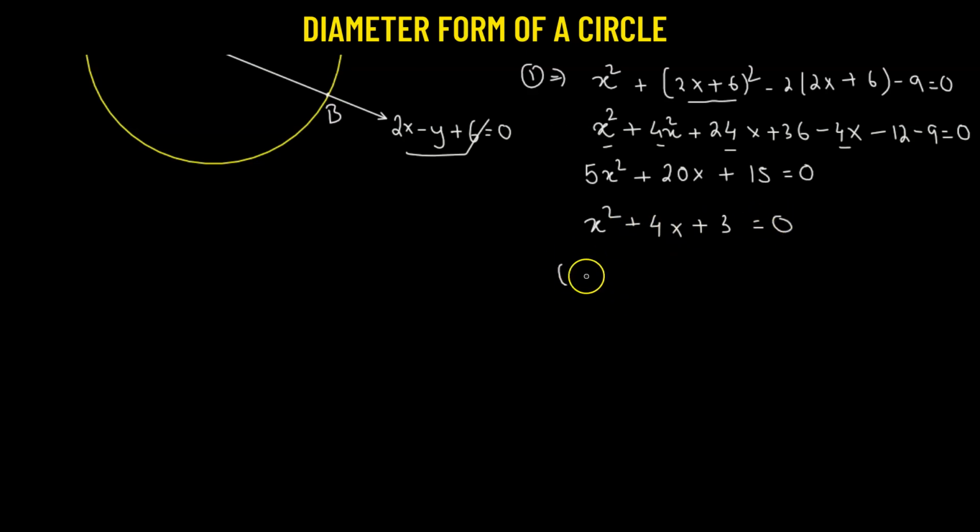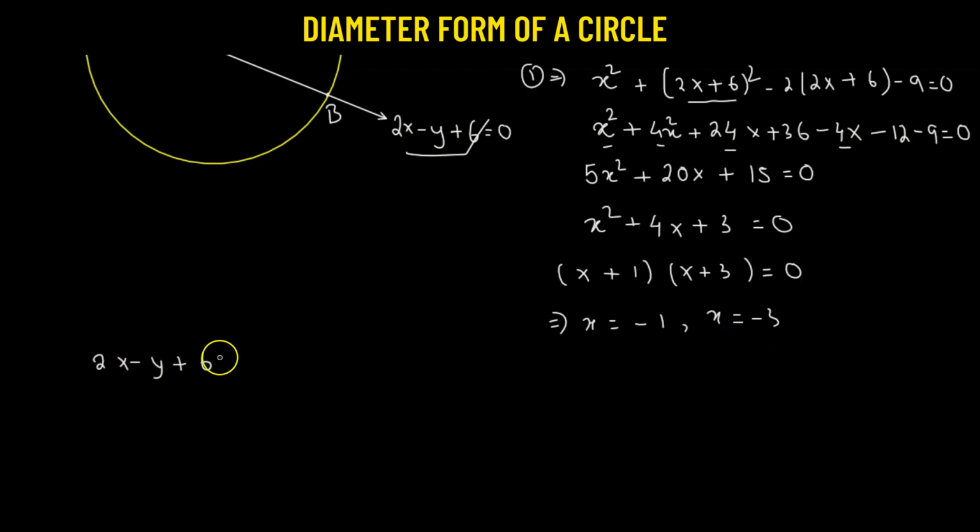And using any standard method, we can factorize it to get (x plus 1) times (x plus 3) equals 0. So solving for x, we get two values. x could be negative 1 or x could be negative 3. So let's use the equation 2x minus y plus 6 equals 0 to obtain the value of y. So when our x value is negative 1, then we have 2 times negative 1 minus y plus 6 equals 0. So the y value will be equal to 4.